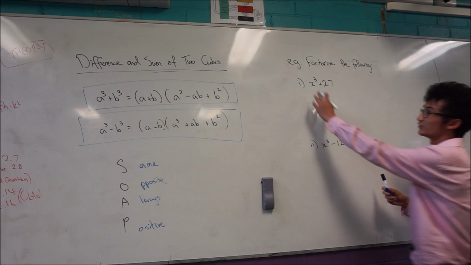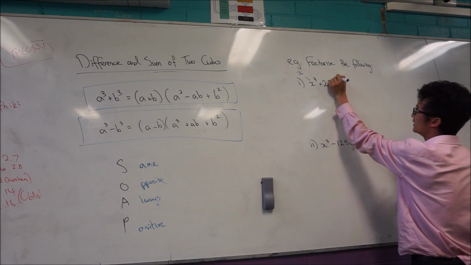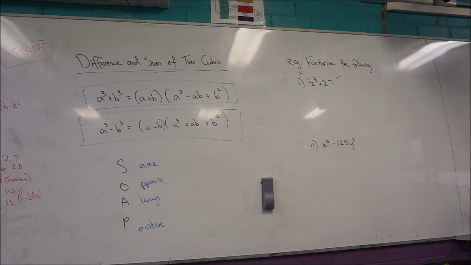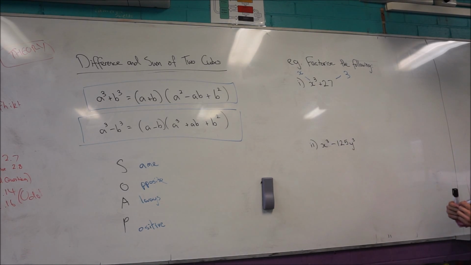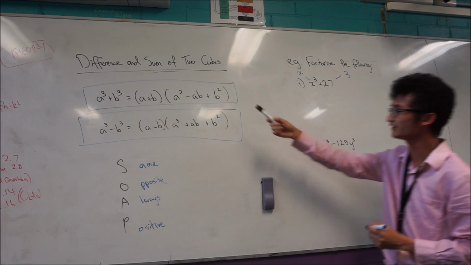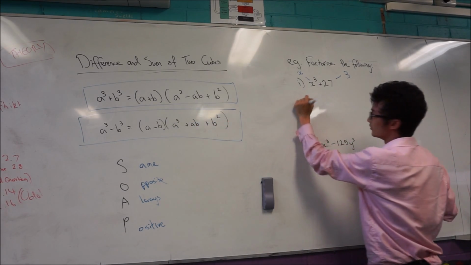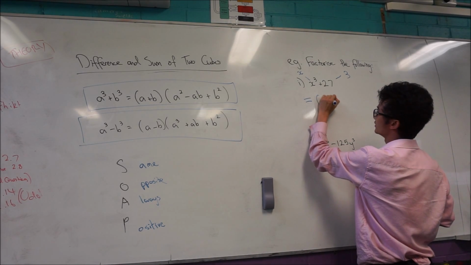And I know that the cube root of x cubed is just x. I'll write that up there. And the cube root of 27, I can use my calculator to do that, and that would just be 3, okay? Now that I've found what my a and b are for this circumstance, I can just factorize it by substituting that in. So I've got x plus 3, right?